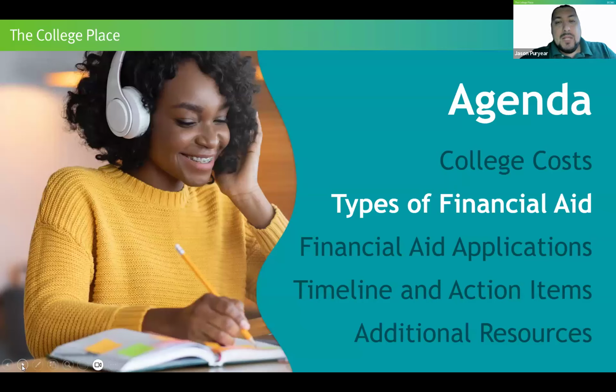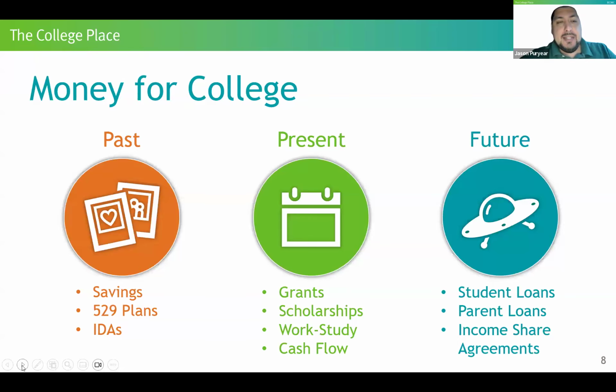So in terms of the types of financial aid, depending on your individual family circumstances, you may be working from two of these categories on the screen, or you may be working from all three. For the students watching this presentation, if your parents are in a position where they've been able to set aside some money to help you pay for college, either through a 529 plan or other savings, maybe grandparents have set aside some money for you.